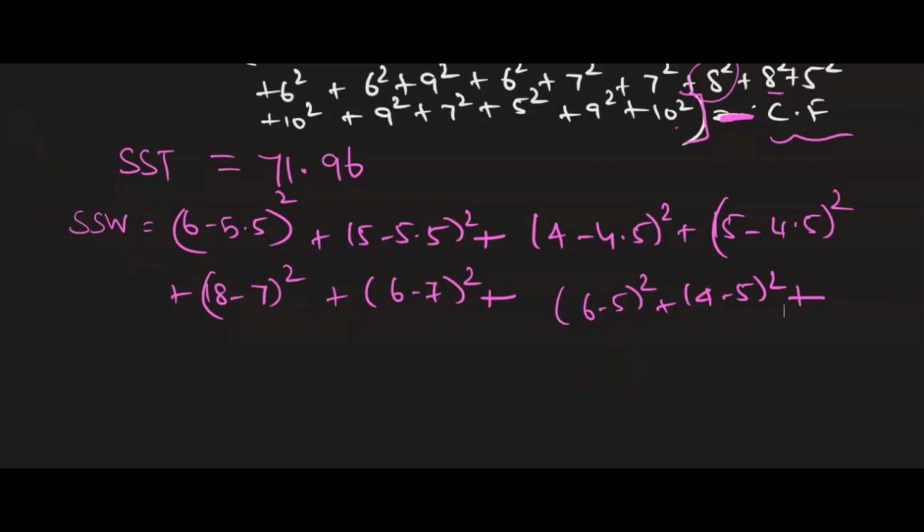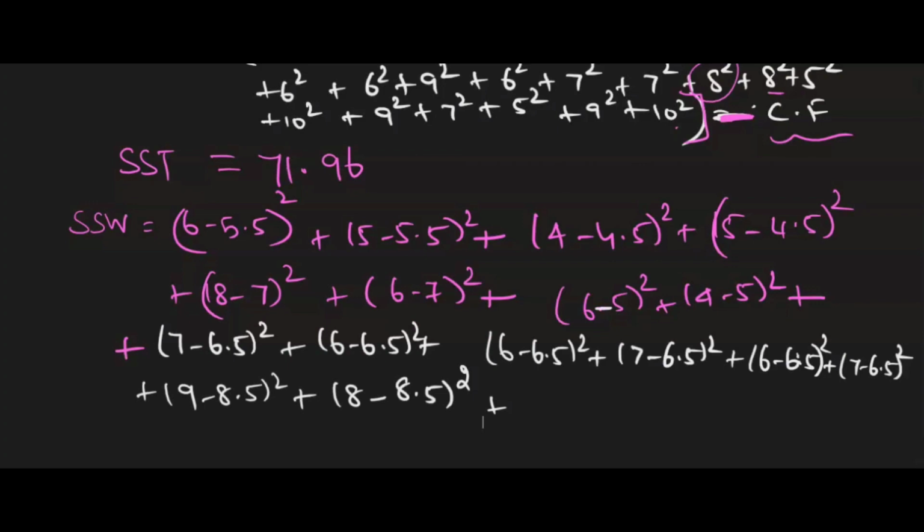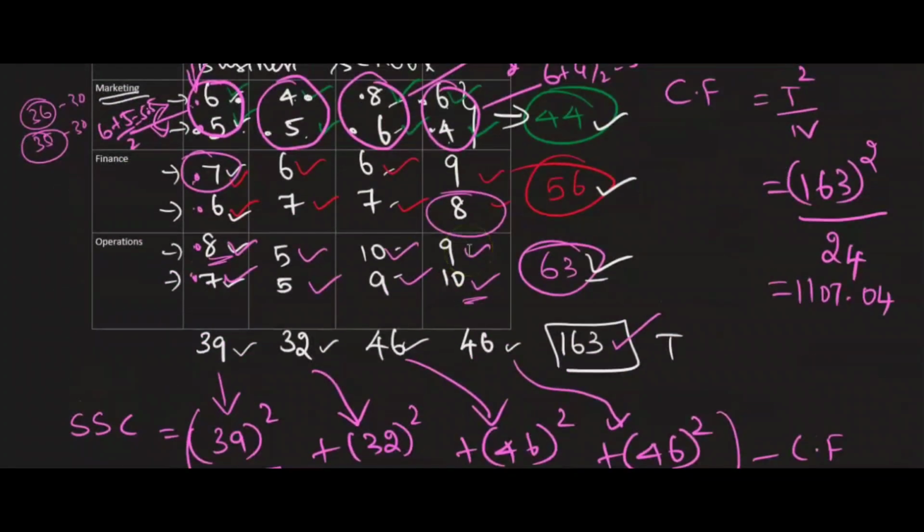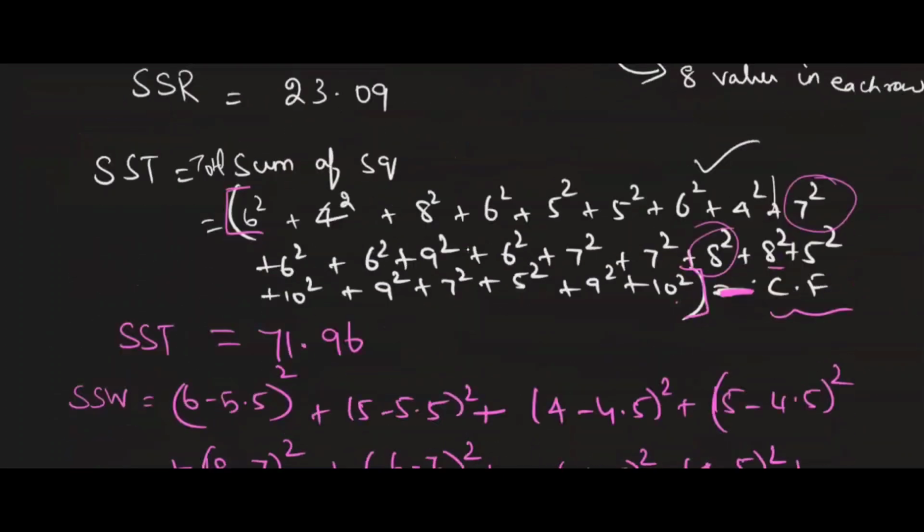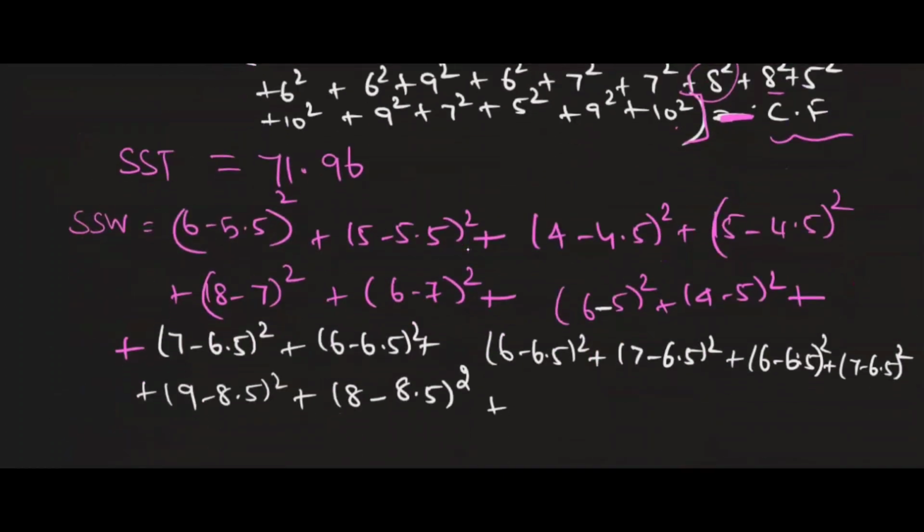Let me write all the values, and meanwhile you also calculate by yourself. And in the second row you always have 6 and 7. So you can write 3 into, because for 6 and 7 the average is 6.5, 6.5, 6.5. So instead of writing 3 times, you can write 3 into and write it only once. I have written 3 times. And then the last value is 9 and 8.